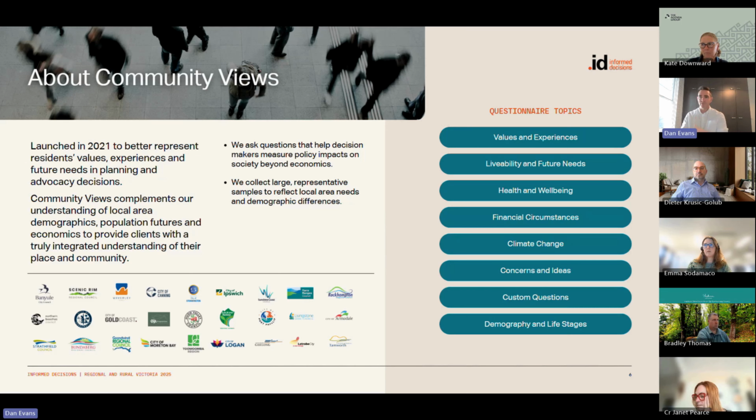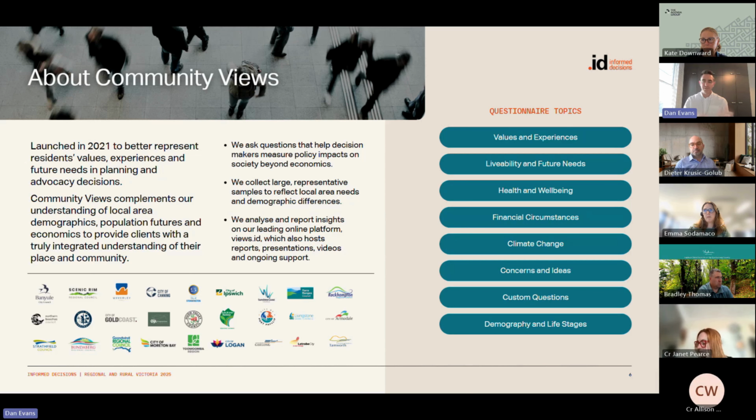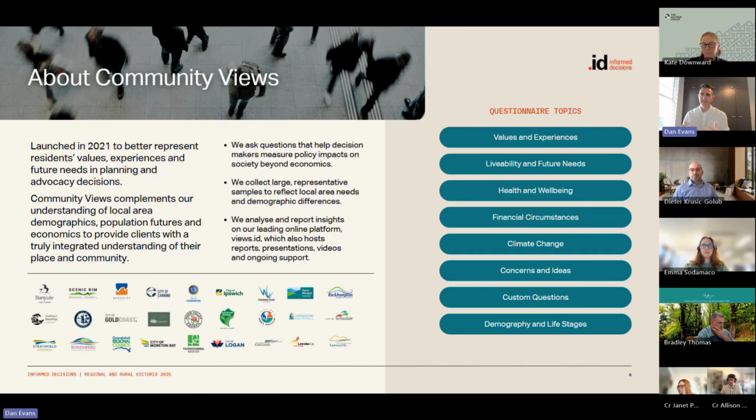So our approach is also designed around being able to generate large and independent samples of the community that look and feel like your population. And then also with the community views service, it's about ensuring that if we're going to provide these insights, they're actually useful.